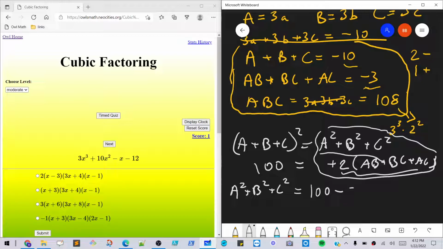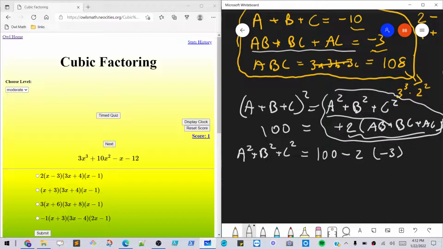So I'm going to subtract this, but I'm going to substitute in. We already know this value because we have it right here. That value is negative 3. Then just doing a little simplification, what we can say is that A squared plus B squared plus C squared equals 106. Okay.